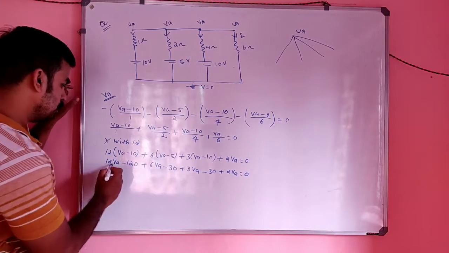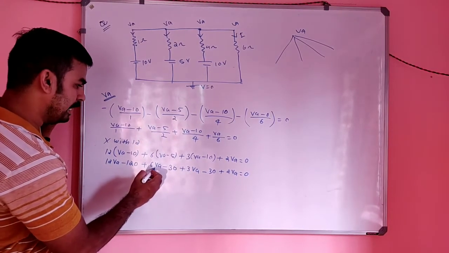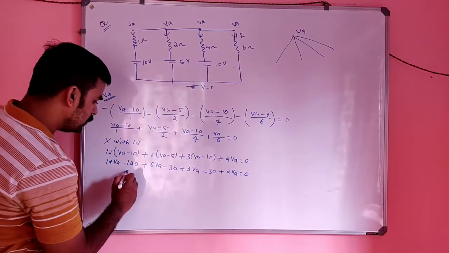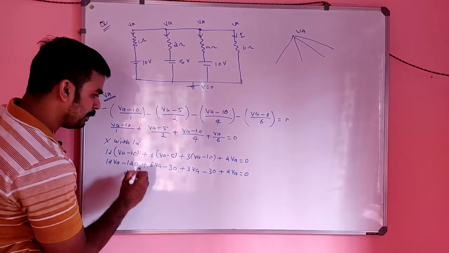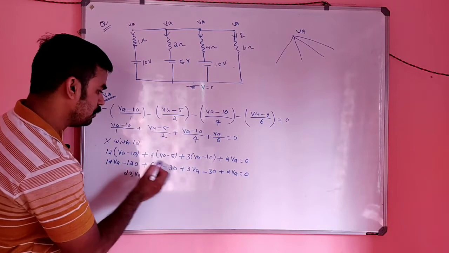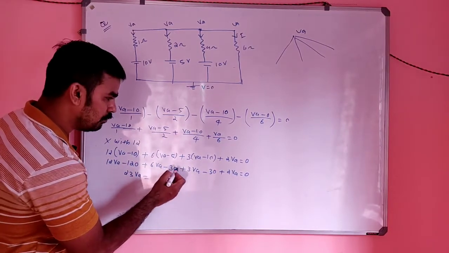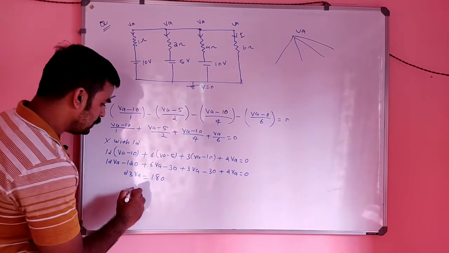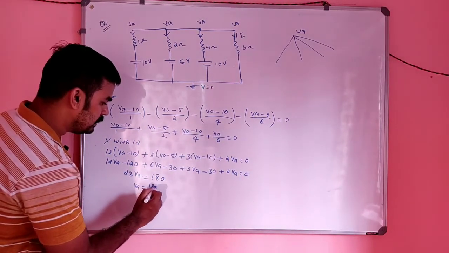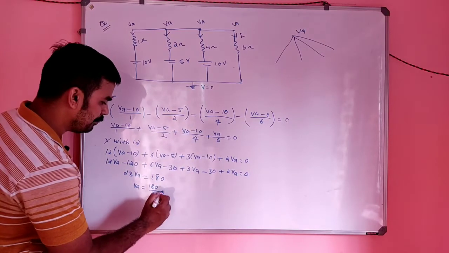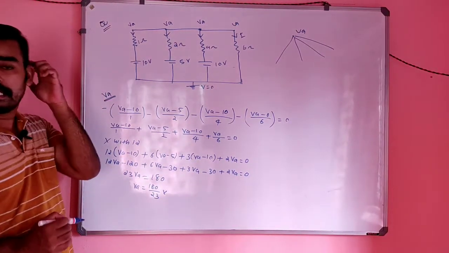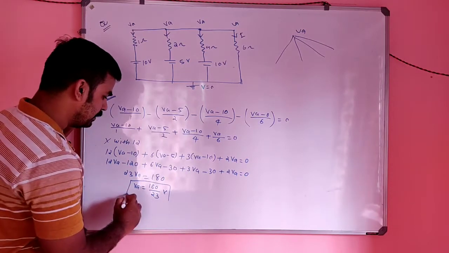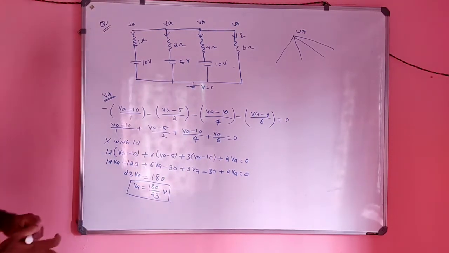So it will become 12 VA, 6 VA, 18 VA, 21 VA and 23 VA, right? 23 VA is equal to 120 plus 30, it is 150, plus again 30 is 180, no? So VA will be equal to 180 divided by 23 volt. Is it clear?